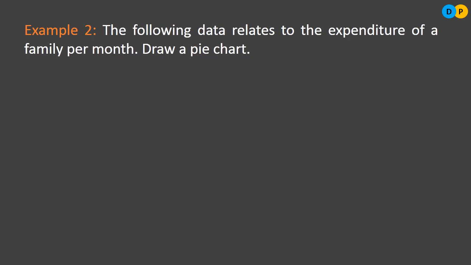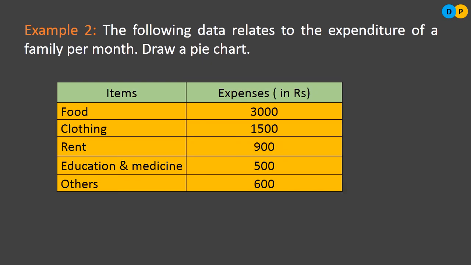Now let me consider one more example. The following data relates to the expenditure of a family per month. Draw a pie chart. A family has expenses towards food, clothing, rent, education, and other things. Here are the expenses: 3,000 for food, clothing 1,500, rent 900, education and medicine 500 rupees, and others 600 rupees. These are the expenses committed by a particular family.